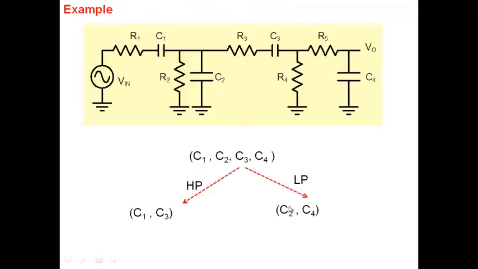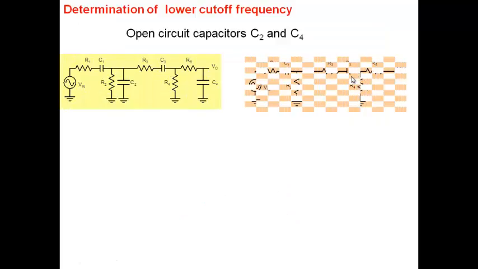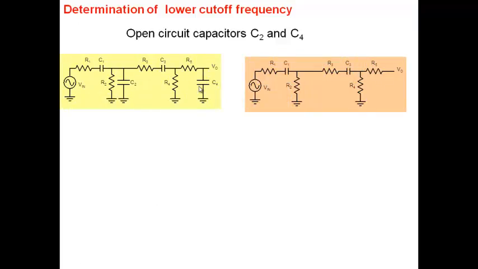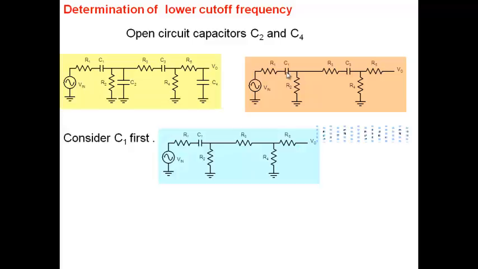Now, for the lower cutoff frequency, C2 and C4, I'll keep them open. I'll keep this open, I'll keep this open, remove it from the circuit. So when you remove C2 and C4, you are left with this circuit. Now we said, due to each capacitor, find out the time constant. So we take C1. Consider C1 first. We short the C3 capacitor here. So when I'm calculating the 3 dB frequency due to C1, short C3 here. So that's what I'm doing here.